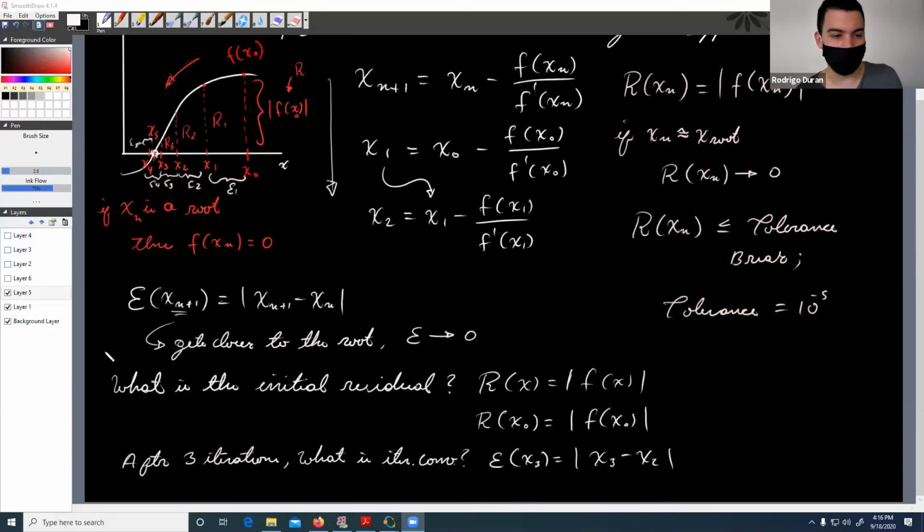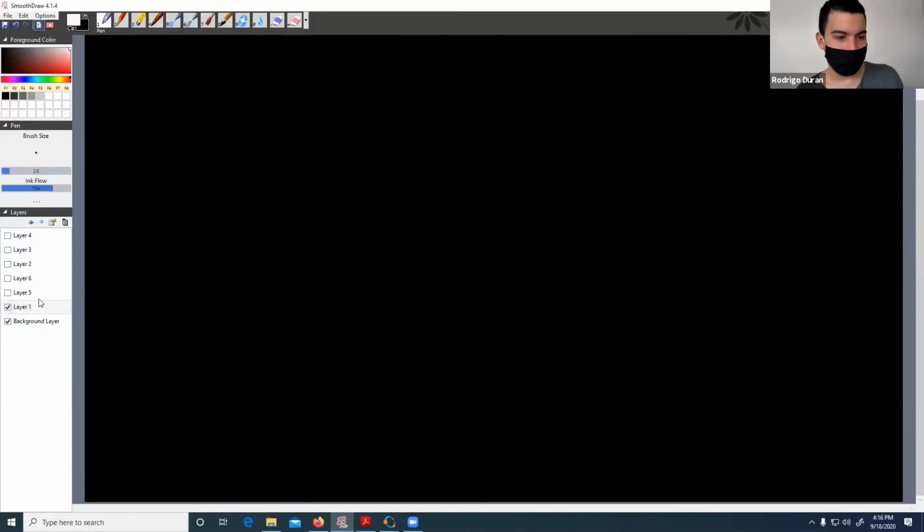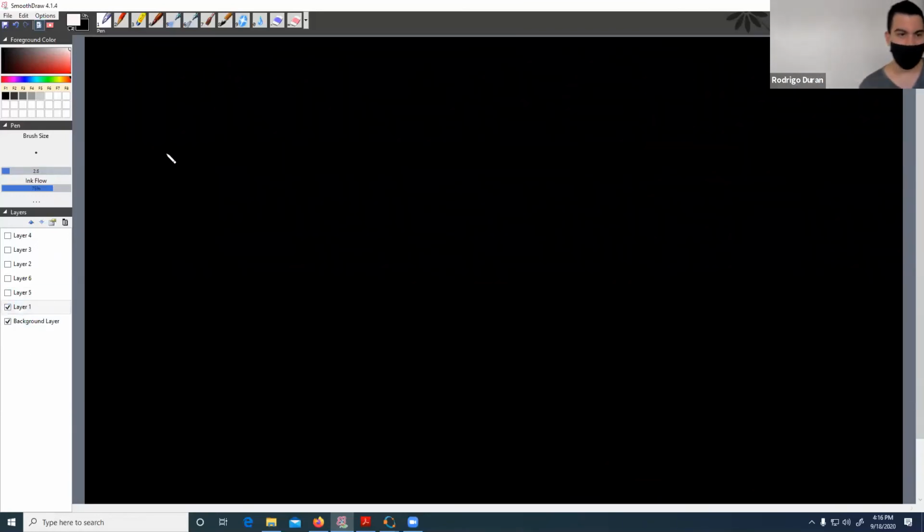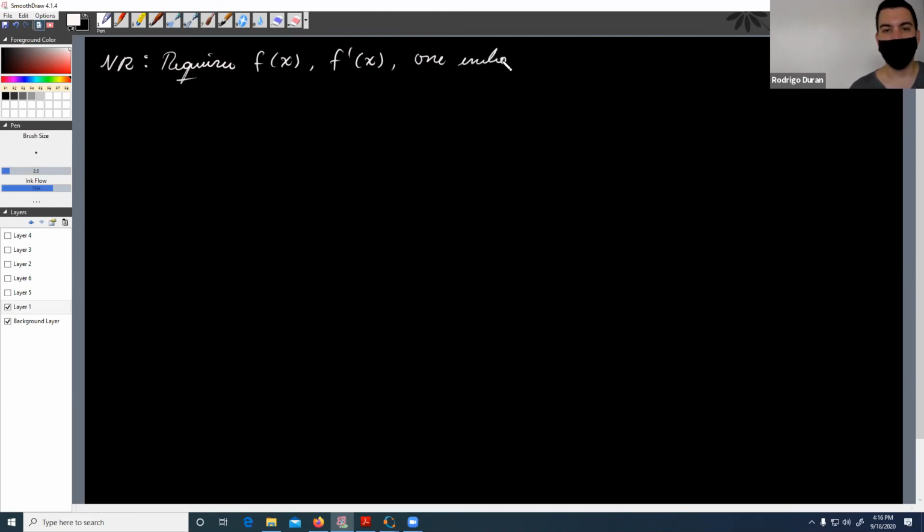There's one more thing that I want to talk about, and it's just going to be quick. So, things to know about Newton-Raphson. This is just kind of a recap. Newton-Raphson requires the function, it requires the prime of the function, and it requires one initial guess. And that initial guess will be x naught, right?